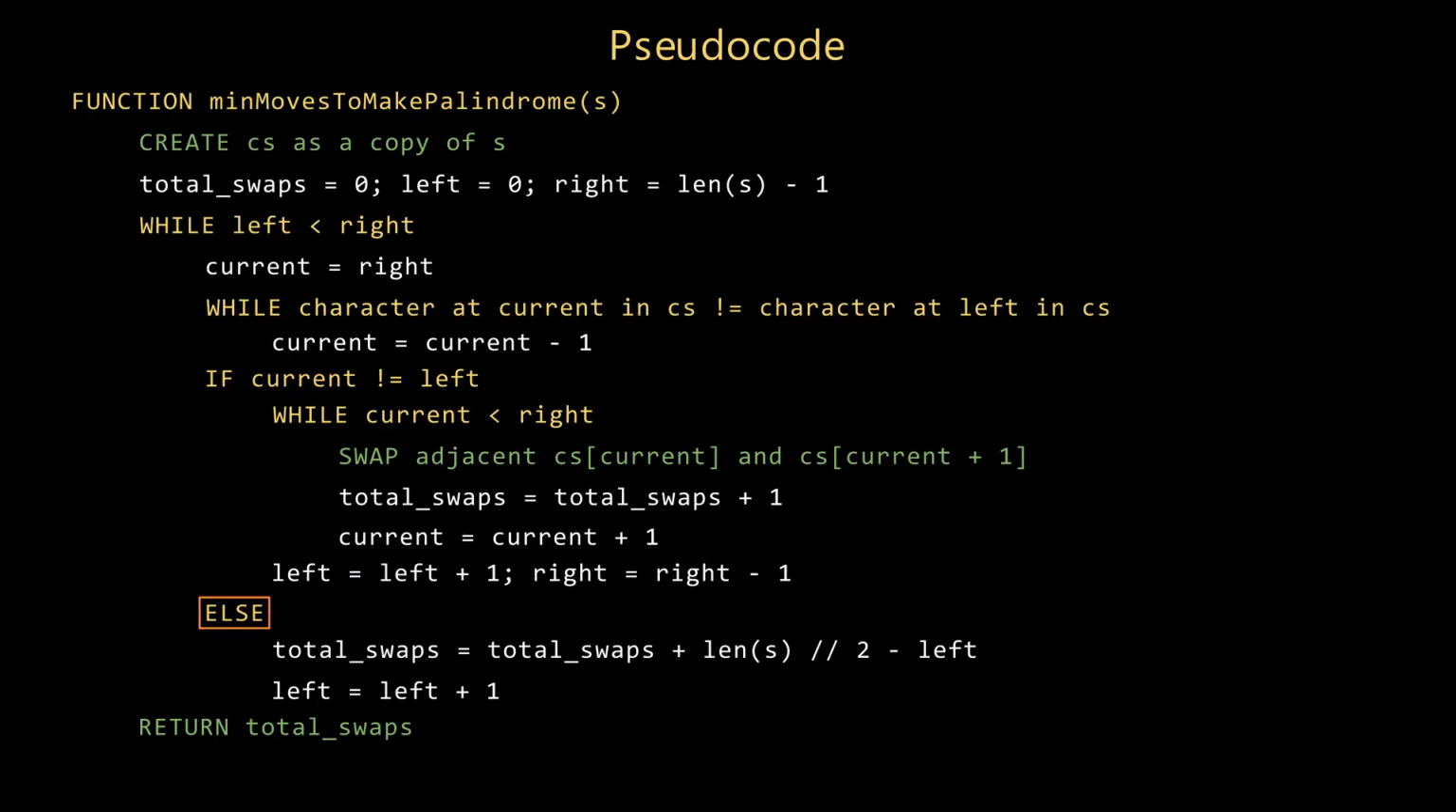Otherwise no twin exists inside the window. Add the center shift cost without swapping the string. Advance only the left pointer past this character. Return total swaps as the answer.